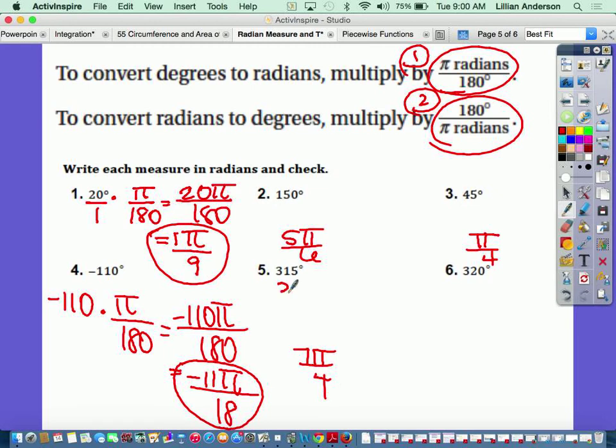So you would have had 315 pi over 180. Since this one doesn't end in 0, it ends in a 5, we know for sure that this is divisible by 5. So 315 divided by 5 is 63. And then 180 divided by 5 is 36. Both of these are divisible by 3. So this becomes 21 over 12. And well, both of these are divisible by 3.